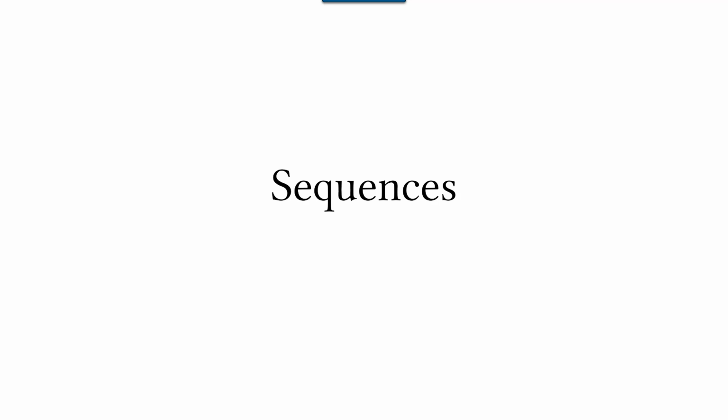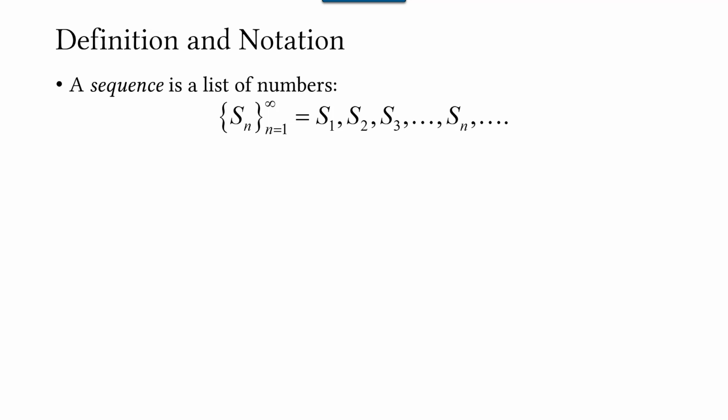Chapter 9 is devoted to what are called sequences and series. Briefly, a sequence is an infinite list of numbers, and a series is the sum of an infinite list of numbers. We start today with a discussion of sequences. We define a sequence as a list of numbers, and we introduce some of the notation associated with sequences.